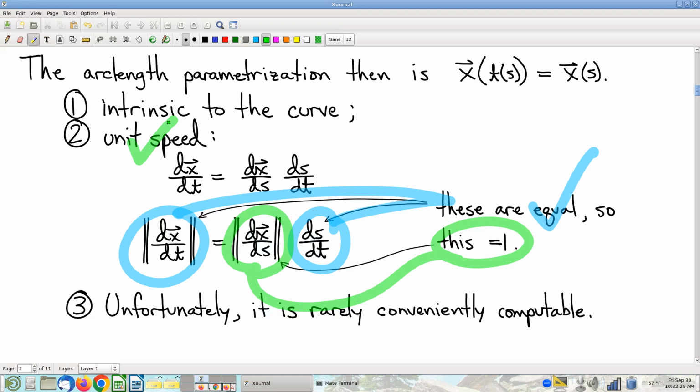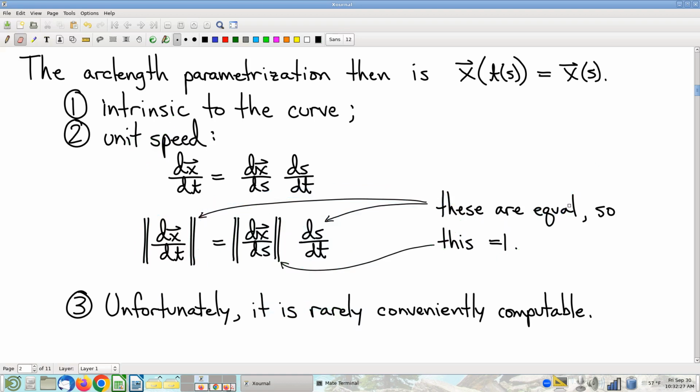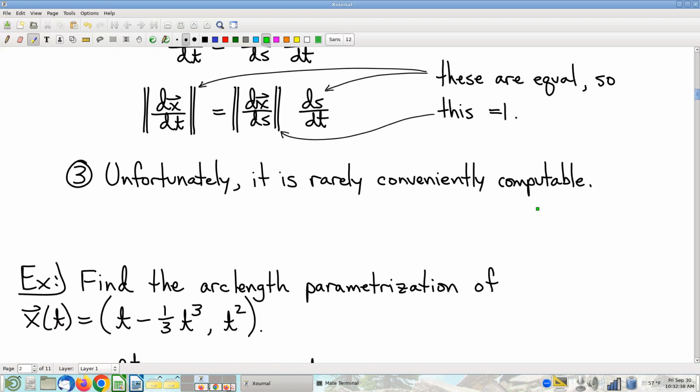How much is this worth to you? It depends on the circumstance. To be totally honest, it's usually when you're proving theorems that arc length parameterization is particularly useful. And to that point, that brings me to number 3.